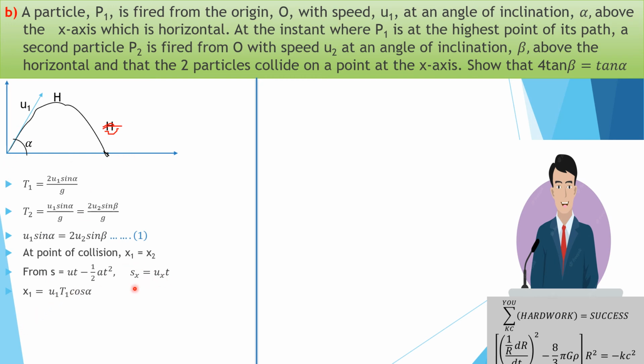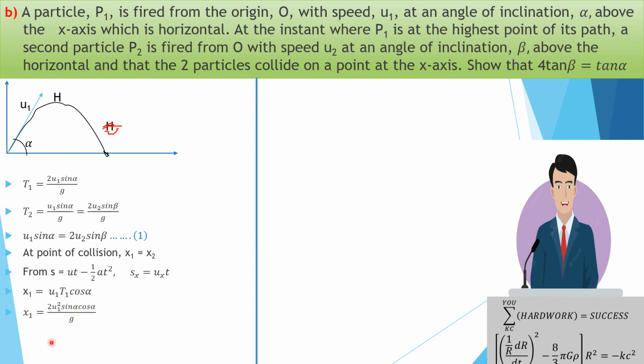Then in place of our ux, remember that you have to resolve this velocity in the horizontal direction. It will just be u1 cos alpha. So our ux is u1 cos alpha, and then times t, which is the time of flight of this particle, because it's the time for it to leave from O all the way to the point where they collide. So you want to call that time t1 for P1. So x1 will be equal to u1 t1 cos alpha. That's the horizontal distance covered by P1.